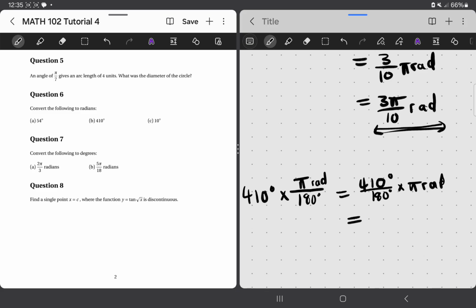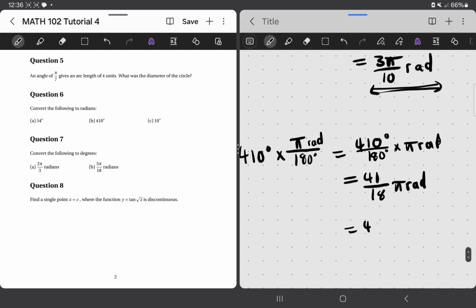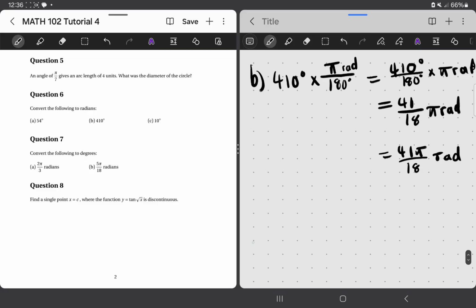What is it going to be now? What is 410 divided by 180? Oh, we got an answer which I say second function, then a b over c. I get 41 over 18. So this is 41 over 18 pi rad. So this is equal to 41 pi over 18 rad. Then we are done. Now we can go to the last one, which is C.